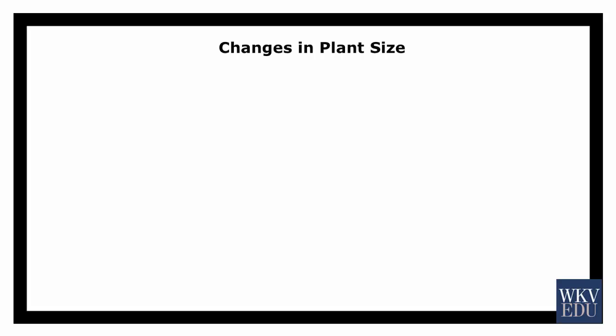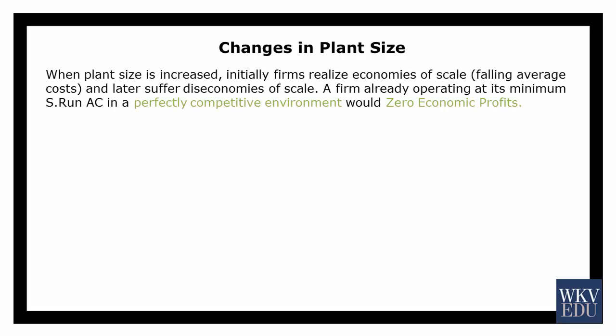In the long run, there is something else that can happen, and that something else is known as a change in plant size. Earlier in this reading, we did learn that as plant size is increased, as the capacity to produce is increased, with bigger machinery and a bigger factory, firms initially enjoy economies of scale. Why are there economies of scale? Because the firm produces more, the fixed cost remains constant, such that the overall average cost starts falling. That is the initial case. Later on, the firms suffer diseconomies of scale.